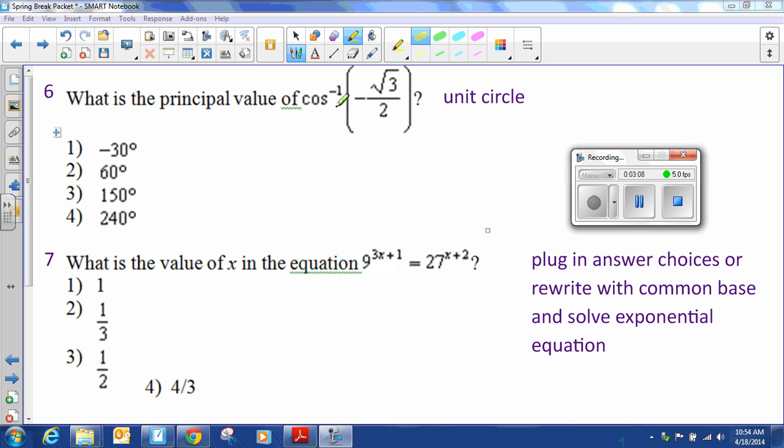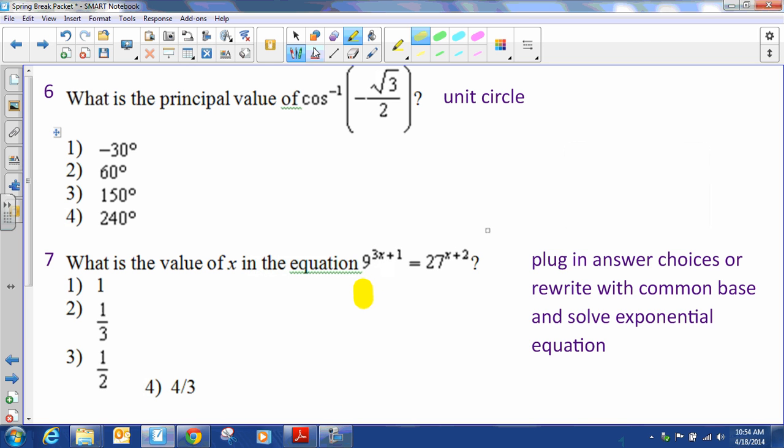Or what you could do is you could do this algebraically, come up with a common base. You would want to recognize that 9 and 27 can both be expressed exponentially as 3 squared and 3 cubed, and then you bring down the exponent, distribute the 2, distribute the 3, cancel out the 3's, and then solve that way.